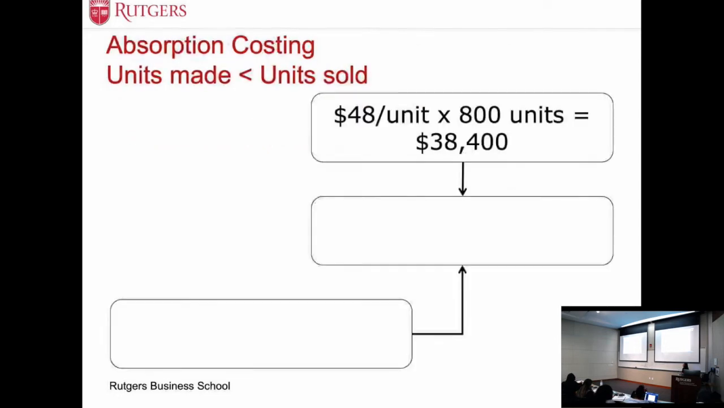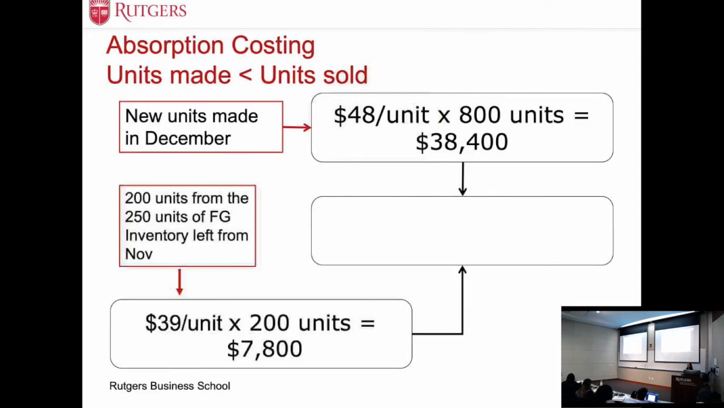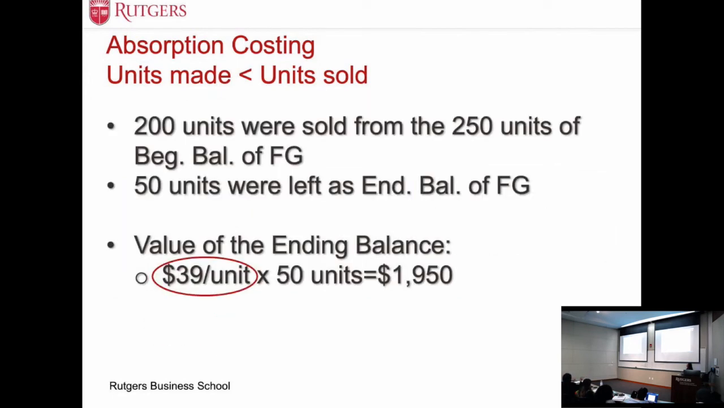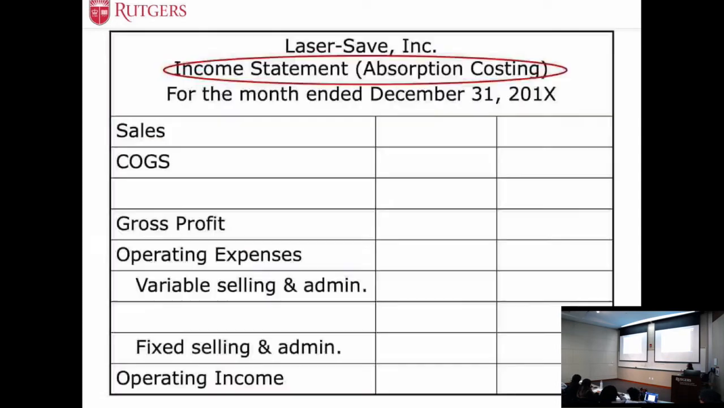If we know that information, we can calculate the value of the ending balance. Since all the 50 units are from November, the unit production cost that we use should be the one that we calculated for November, which is 39. So now the value of the ending balance for December is calculated in this way.